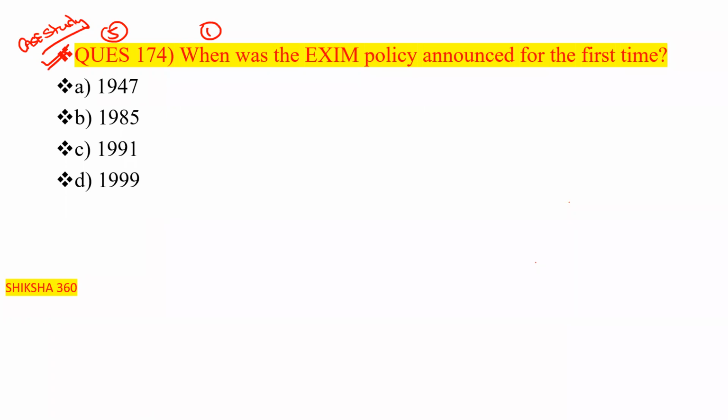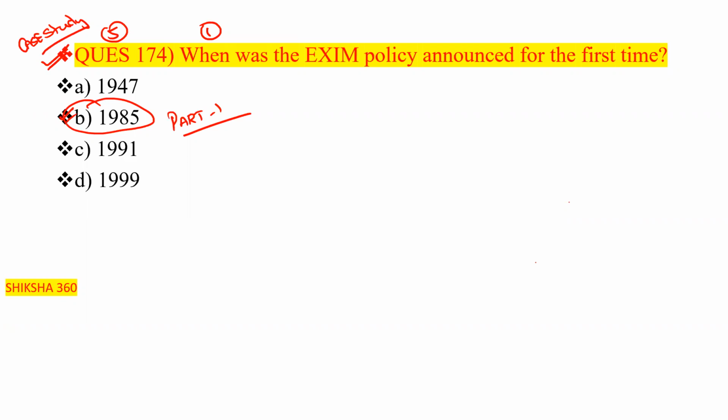So when was the EXIM policy announced for the first time? 1947, 1985, 1991, and 1999. Clear? It was announced for the first time in the year 1985. So option B is the answer. This we have already discussed in detail under part 1. So please remember all these things properly.